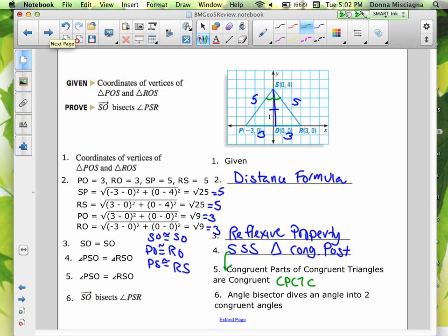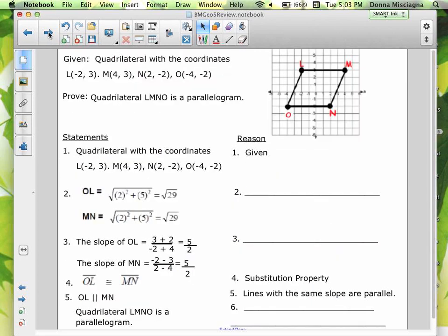All right, so now that we know those angles are congruent, we can say that ray SO bisects angle PSR. And the reason that we can say that is because an angle bisector divides an angle into 2 congruent angles. So if those 2 angles are congruent, ray SO has to be an angle bisector. Okay, and this proof is now complete. Right, so because our figures are on the coordinate plane, we get to use some of our formulas, and we also use some of the postulates and properties that we've learned earlier to complete proofs.